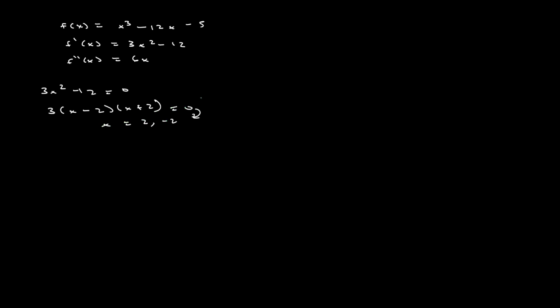So f prime of 2 is equal to 0, f prime of negative 2 is equal to 0, and what the second derivative test tells us is that we don't have to look at the interval around 2 or negative 2 to determine whether some point is a local min or max. We just have to plug in and find the sign of f double prime at that point. So let's do that. f double prime of 2 is equal to 12, and f double prime of negative 2 is equal to negative 12.